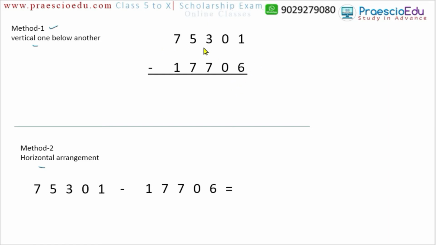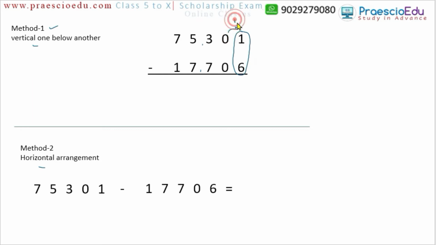Now this is the number 75,301 minus, or we can say subtract, 17,706. We will go unit by unit as in addition, but here the main thing is that 1 minus 6 cannot happen.